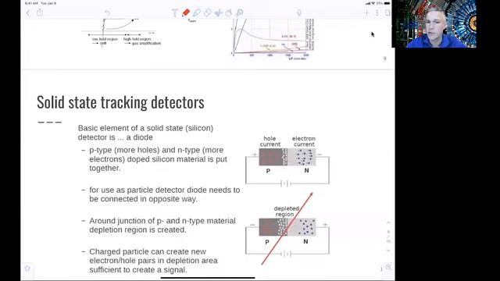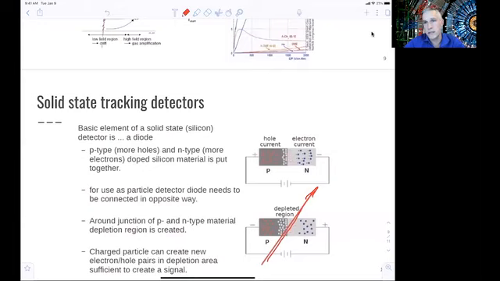In this depletion zone, there are no electrons and no holes available. But when a charged particle travels through, as shown in this picture here, you create electron-hole pairs, and they can then be amplified to create a signal. That's the general concept in which solid-state or silicon detectors work.